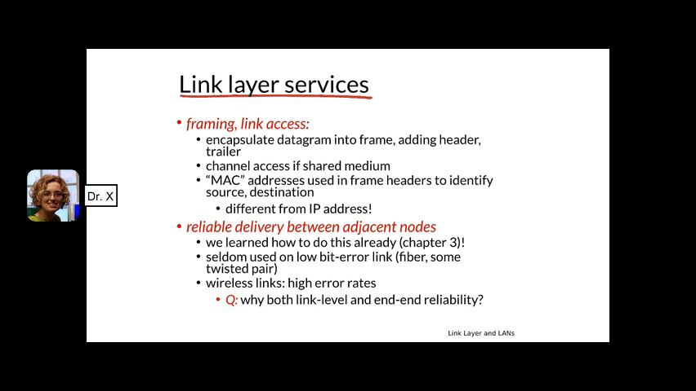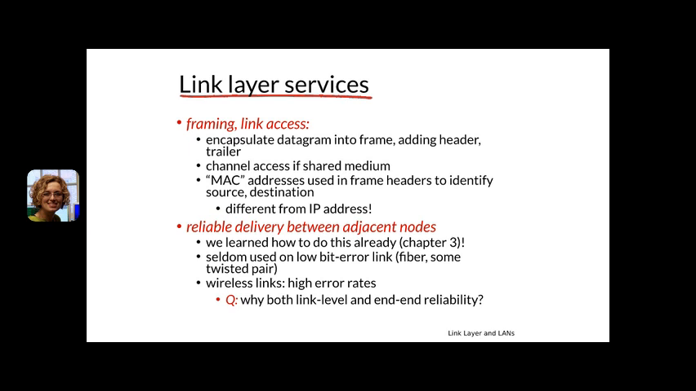There are two discrete services that the link layer offers. One is framing, and you will hear that the datagram now is called an Ethernet frame. The packet format is interesting, because there's a header and a trailer. And there are MAC addresses that are characterized by hardware, and they're not the same as IP addresses. The second service is reliable delivery between nodes.